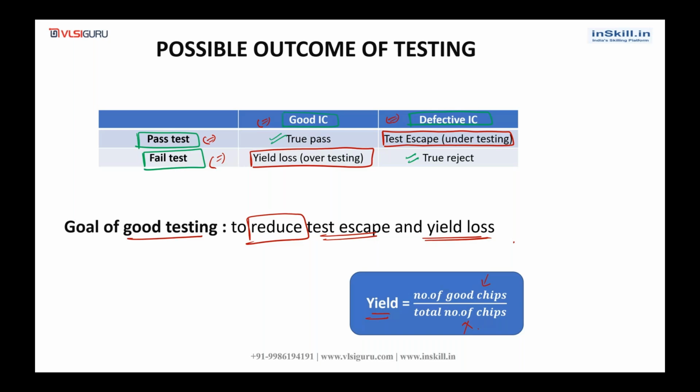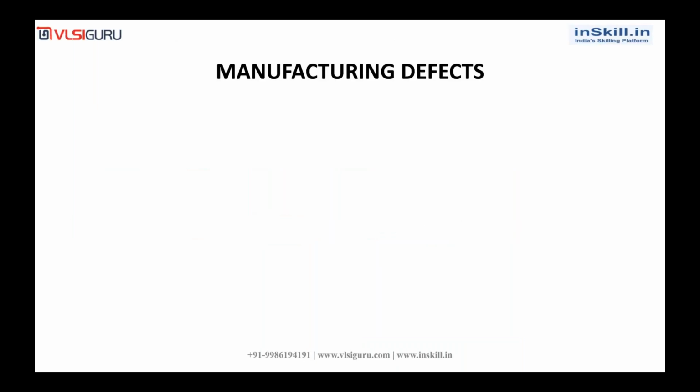And in the next slide, we will see what manufacturing defects are. Like we have seen, if a particular chip fails after manufacturing, DFT engineers will be able to tell what manufacturing defect has caused the chip to fail. That is what will be detected by the DFT team. So we will see what these manufacturing defects are.